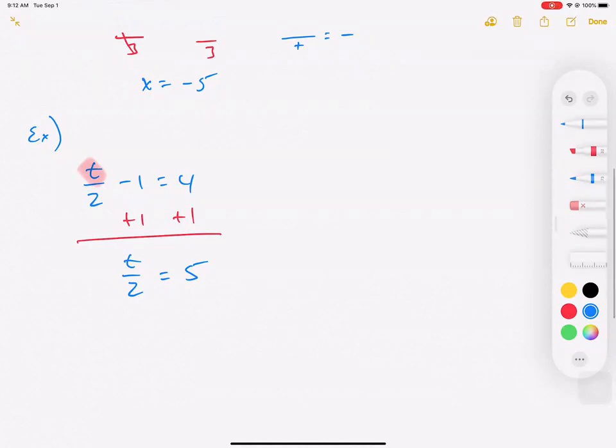So we're going to multiply by 2, like what you guys asked me to. And then we end up with t is equal to 10. Because 2 divided by 2 cancels out, giving me a clean t.